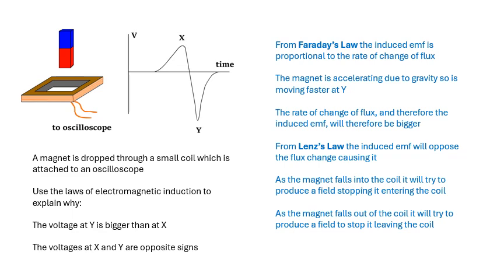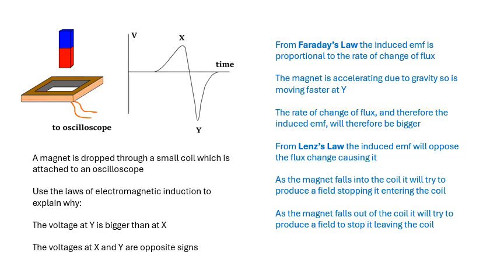From Faraday's law, we get an induced EMF because we're cutting flux, and the EMF is proportional to the rate of change of flux. That's why we get a bigger EMF at Y, because the magnet is traveling faster. When we let go of it, it accelerates due to gravity, so it's moving faster at Y. The rate of change of flux is bigger, and therefore the induced EMF will be bigger.